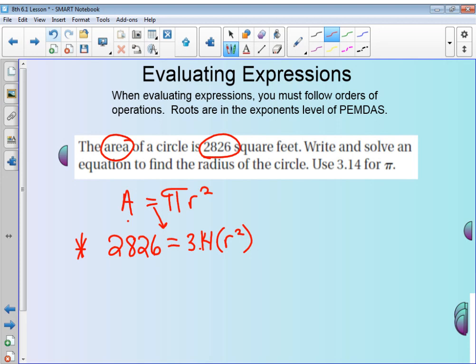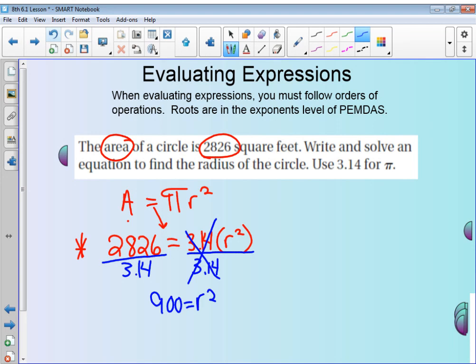So how am I going to get rid of that 3.14? I'm going to divide it. So I'm going to divide this side by 3.14. So that's gone. Now I'm left with r squared over here. But whatever I do to one side, I have to balance the equation and do to the other side. So over here, I have to do divided by 3.14 as well. Okay, so we're going to punch in on our calculator 2,826 divided by 3.14. And when I do that, I just got 900.